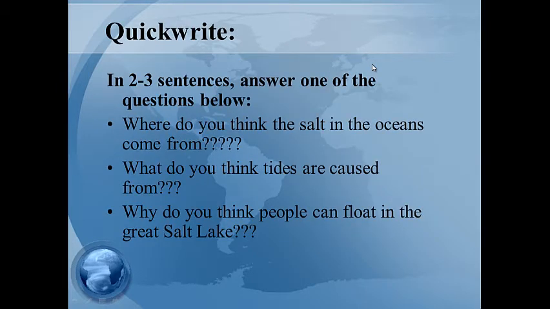So for your quick write, where do you think the salt in the oceans comes from? Where do you think the tides are caused from? Why do you think people can float in the Great Salt Lake? Okay, that is your quick write. Okay, here we go.